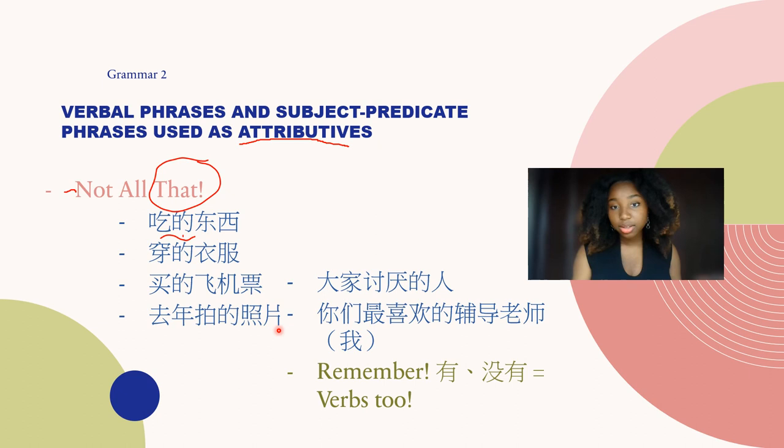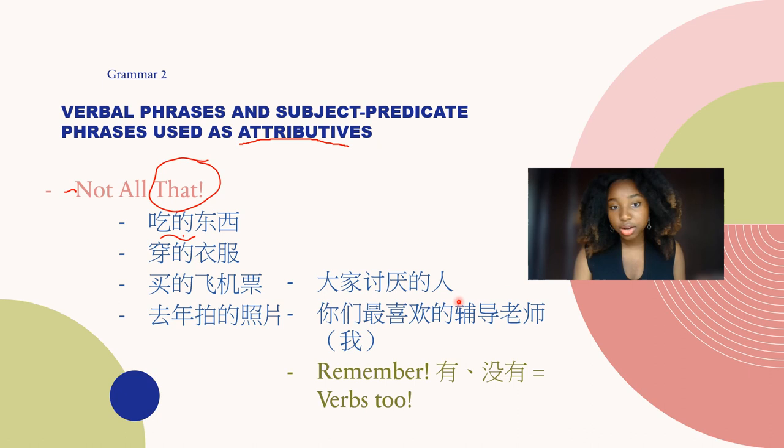So what's the main thing? The picture that was taken last year. Last year taken photo. 去年拍的照片。第五个，大家讨厌的人。Remember, 讨厌, 我讨厌你, I can't stand you. 大家 everybody, 讨厌的人。The subject is 人, the person that everybody hates. 第六个，我们最喜欢的辅导老师。我最喜欢的辅导老师。What is the subject? 老师。And then if we want to have the whole one, 辅导老师, the tutor teacher.